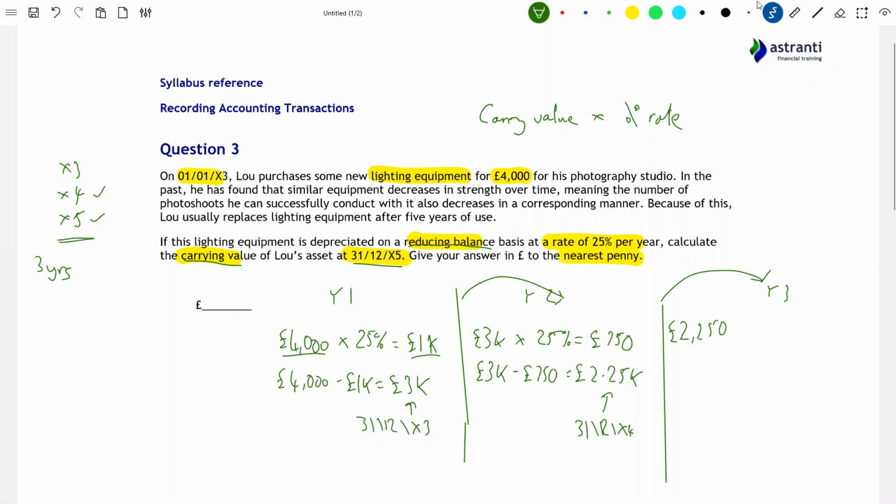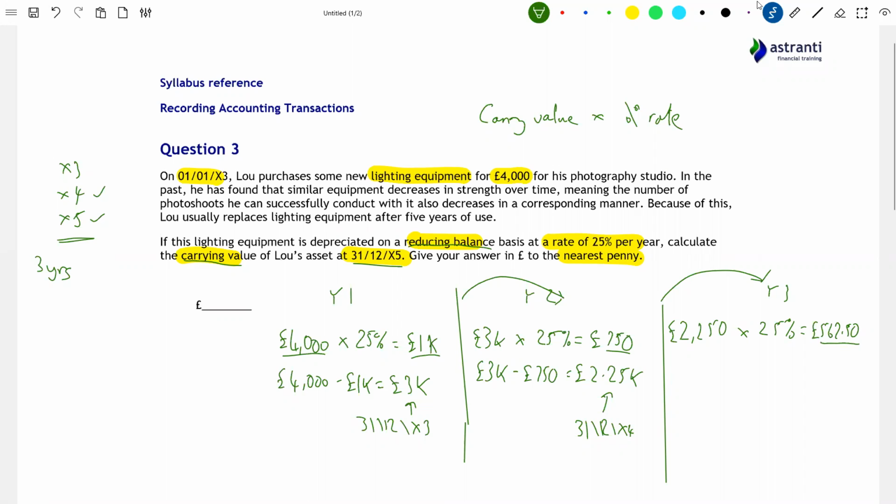It's the original cost of the asset minus accumulated depreciation of £1,750. Multiply this by our rate percentage, and this gives us our depreciation charge of £562.50. Okay. To calculate our final answer, we then need to adjust our carrying value for this depreciation charge.